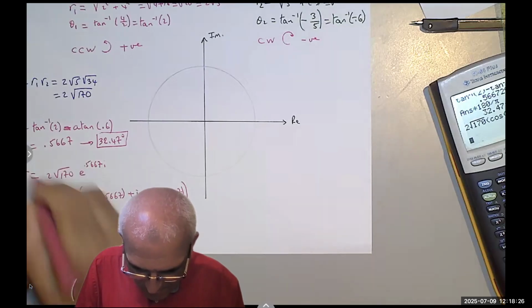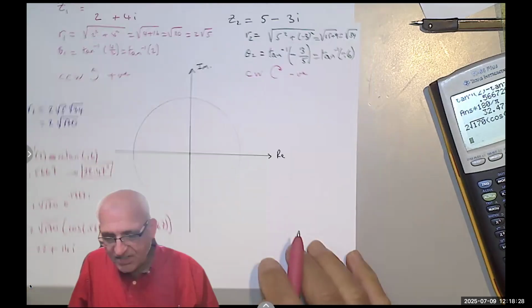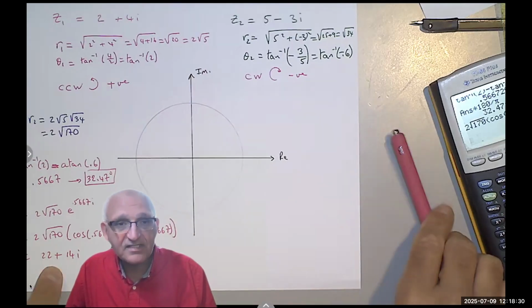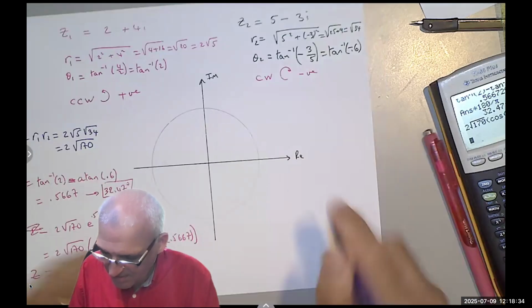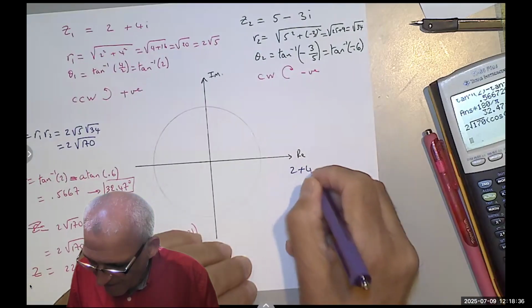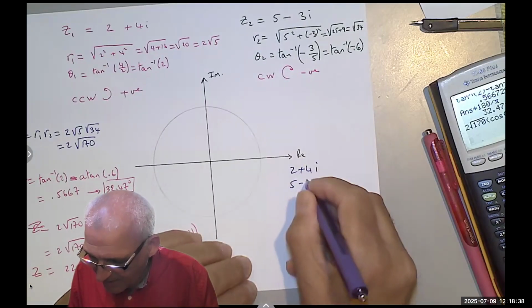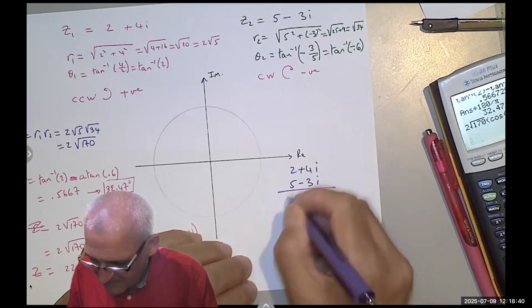This is r, so this is z. Z, which is z1 times z2, is this. Try it and see for yourself. 2 plus 4i times 5 minus 3i. 2 times 5 is 10.